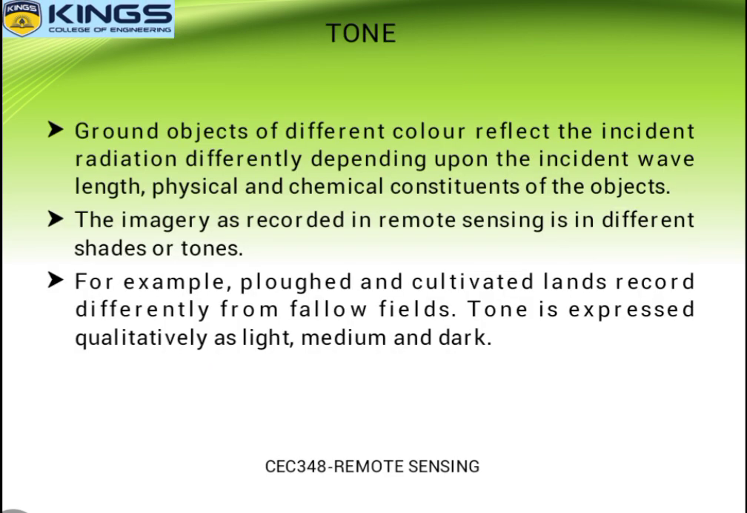Next, the first one is tone. Ground objects of different colors reflect the incident radiation differentially, depending upon the incident wavelength and the physical and chemical constituents of the objects. The imagery as recorded in remote sensing shows different shades and tones. For example, cultivated lands record differently from fallow fields. Tone is expressed qualitatively as light, medium, or dark.